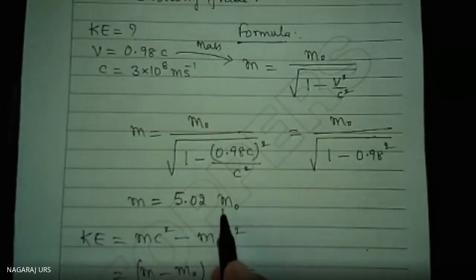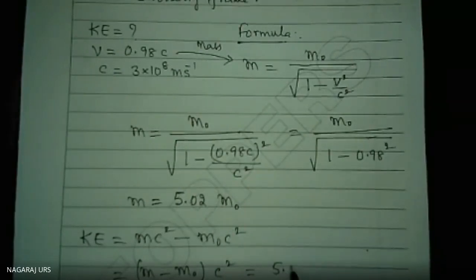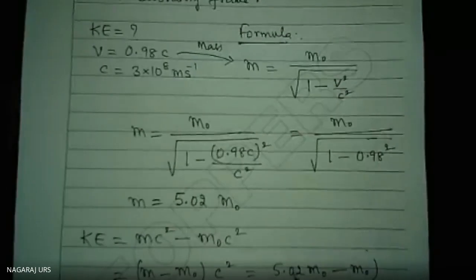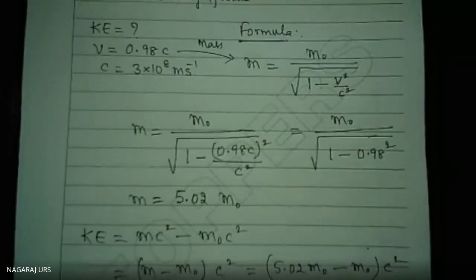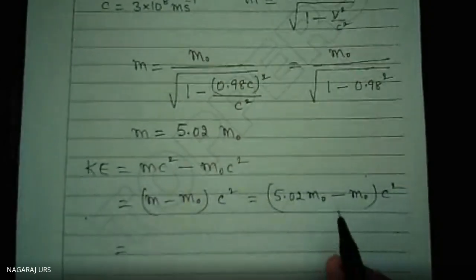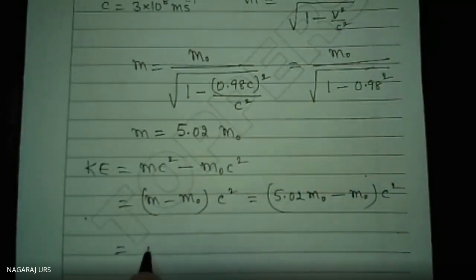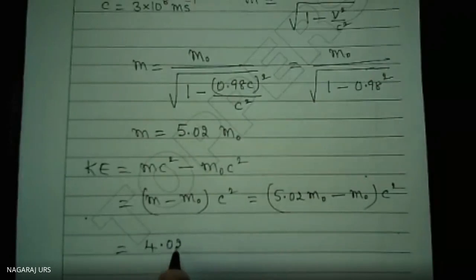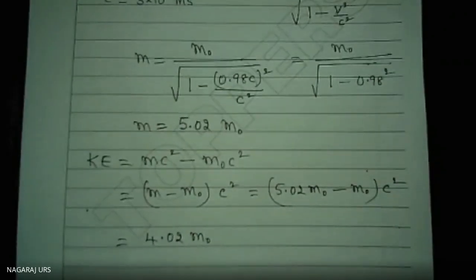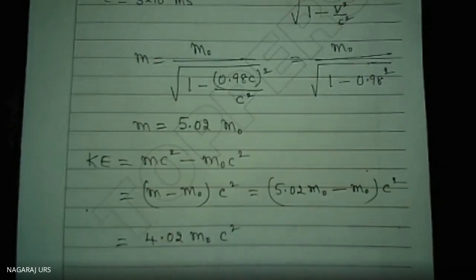So m is equal to how much? 5.02. m minus m naught, that's c square. So that is equal to how much you are going to get here? 4 point something m naught into c square.